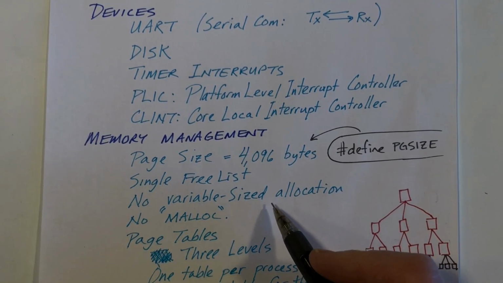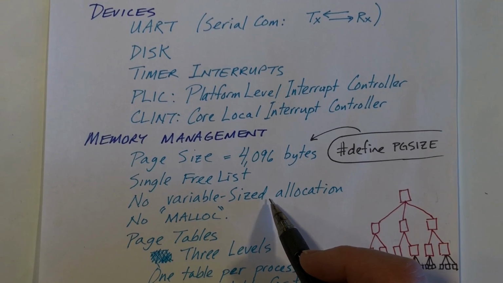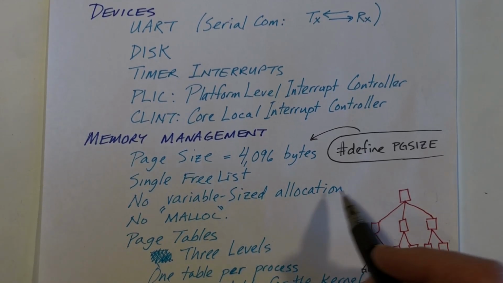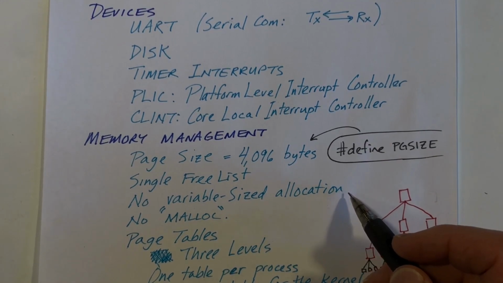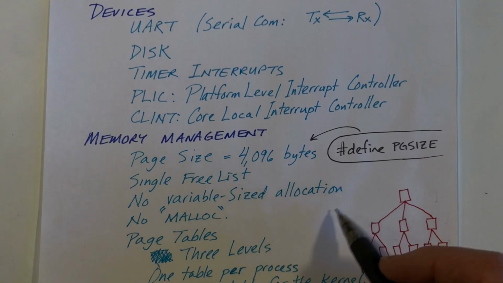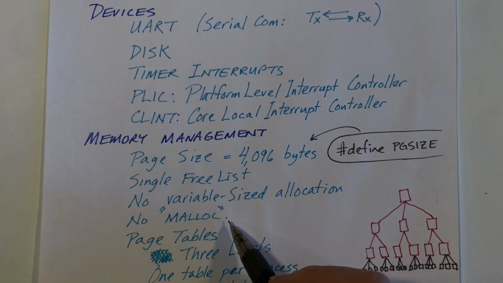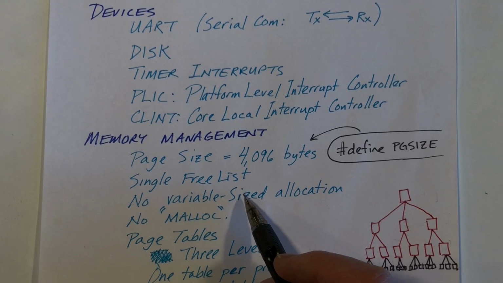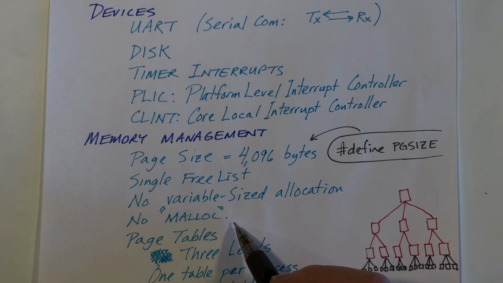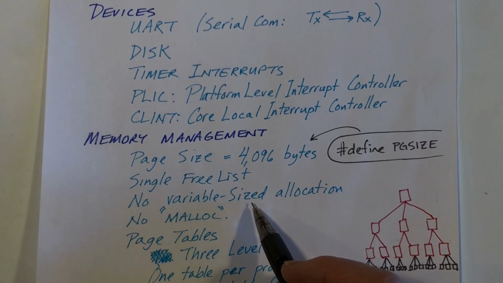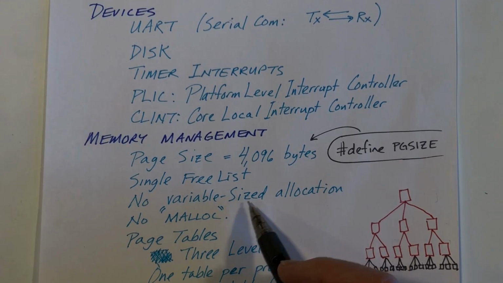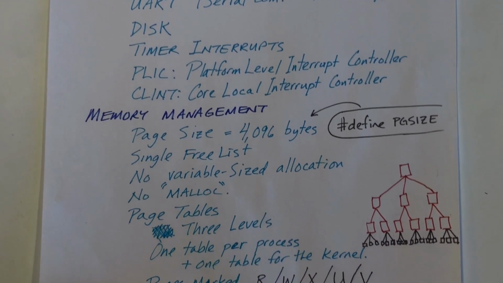There are no objects in the operating system. In xv6, there are several different structures, and of course they're pointers, but with an object-oriented programming language, typically you would be allocating variable-sized objects. None of that's going on. In a real-world kernel, there are other techniques for allocating memory to accommodate variable-sized chunks of memory, but that doesn't happen in xv6. There's no malloc, for example.